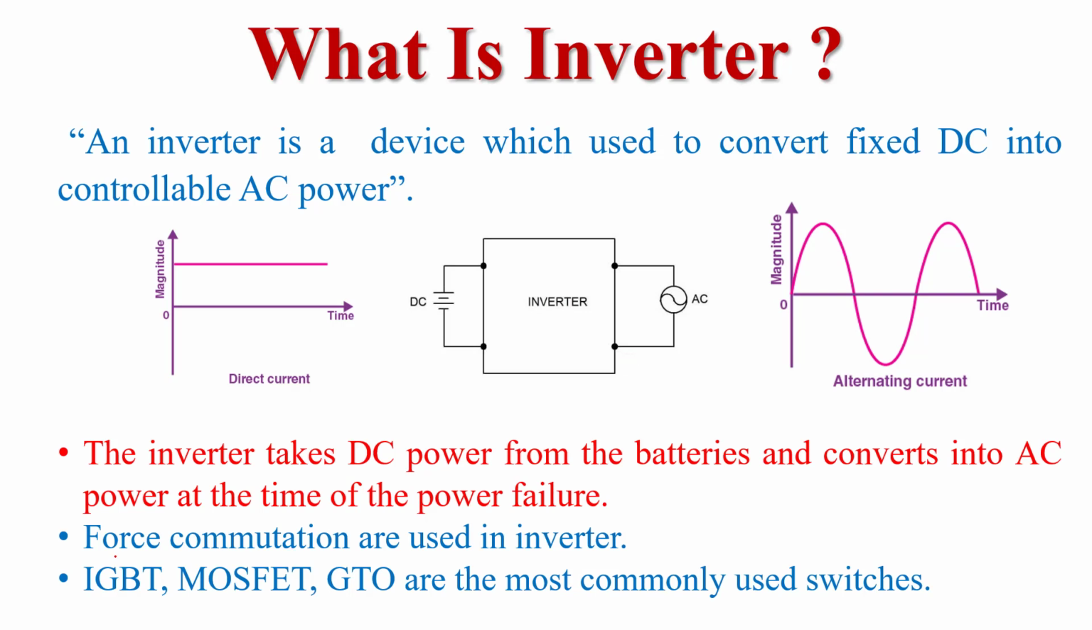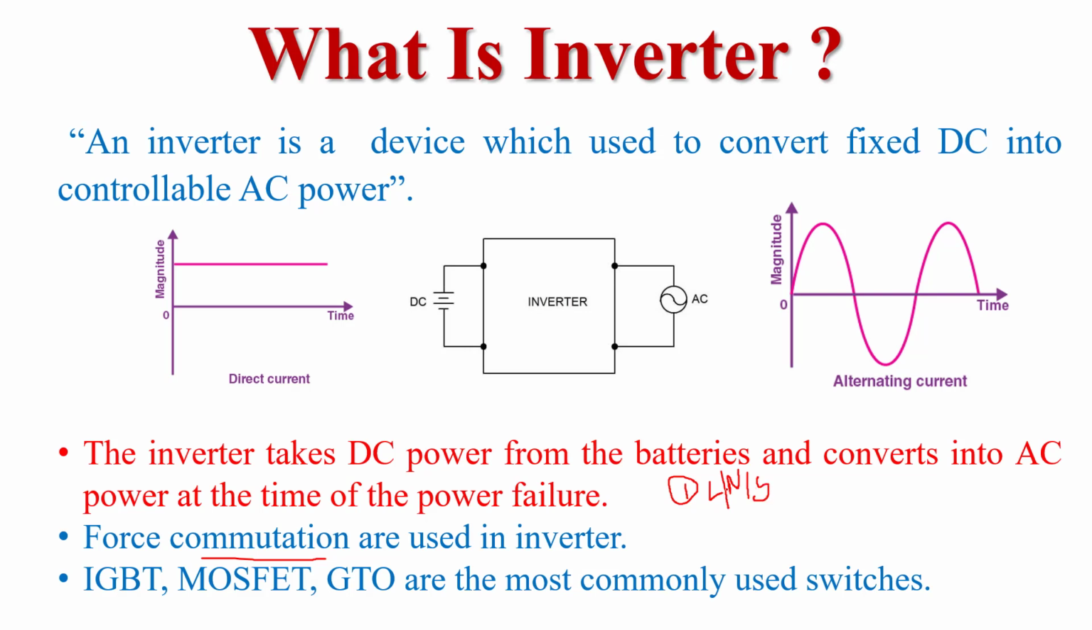Now the inverter uses force commutation. Before I discuss force commutation, we must know what we mean by commutation. Commutation is basically a process to turn off any device. If we want to turn off any device or equipment, that process is called commutation. There are many types of commutation processes. The first and most commonly used is called self commutation or line commutation. This is also called natural commutation.